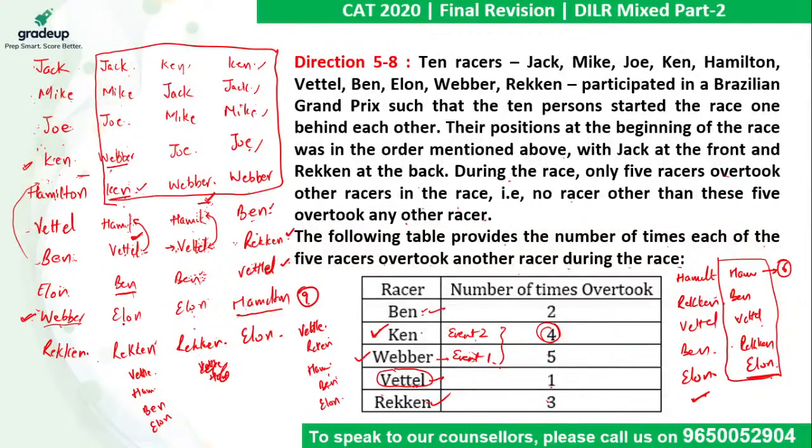So if Ben moves first, right, if Ben moves first, so the position will be Ben, Hamilton, Vettel, then Eon and Reckon. Now if Reckon moves, right, Reckon will cross these 3, so will reach here, and then Vettel will interchange, so again he will be ending at 9th. Just give me a sec.